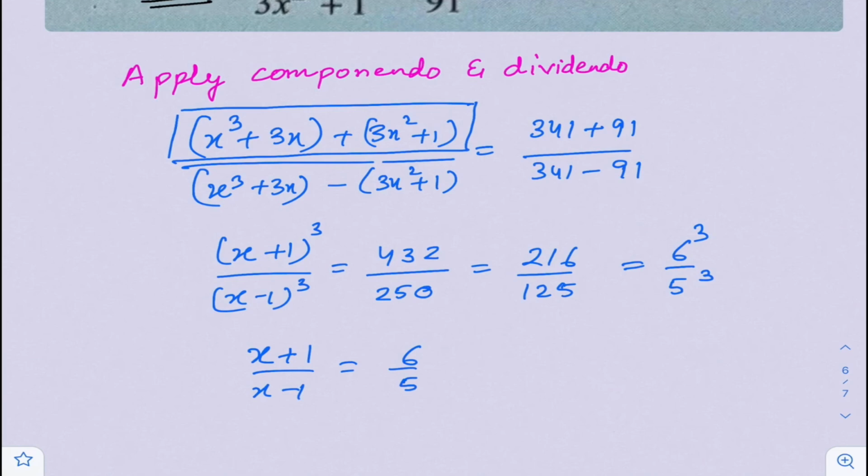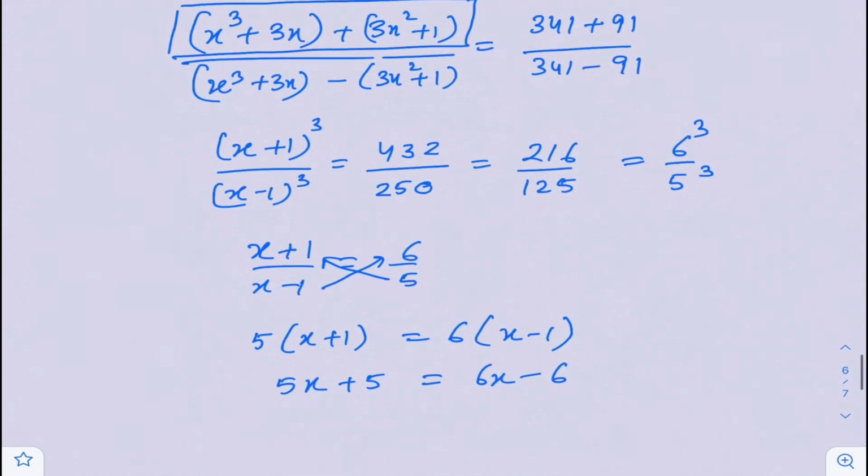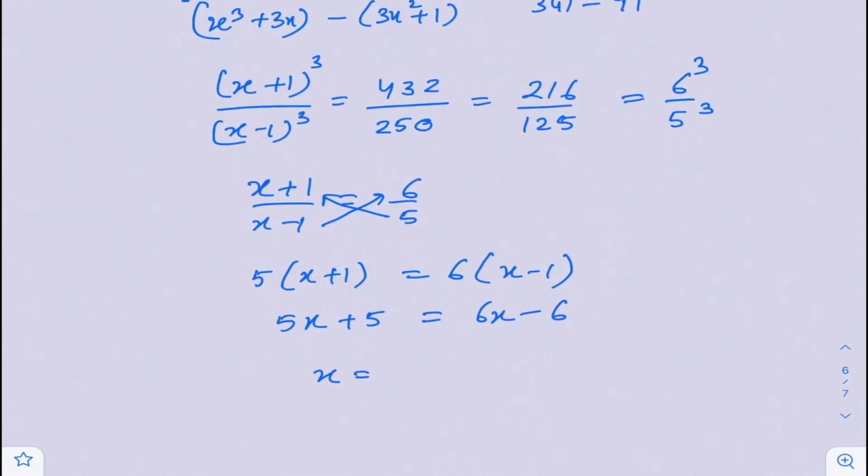Now here you can apply componendo and dividendo again, or you can simply solve it by cross multiplying. 5 into (x plus 1) equals 6 into (x minus 1). So 5x plus 5 equals 6x minus 6. So it's coming x is equal to 11, and that's what we were supposed to find out.